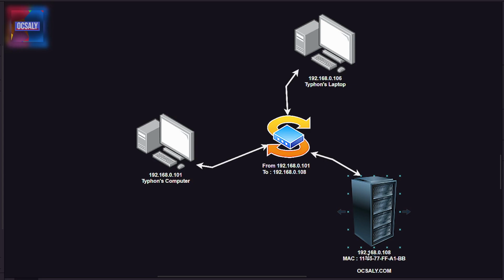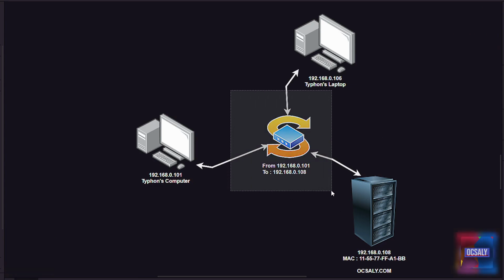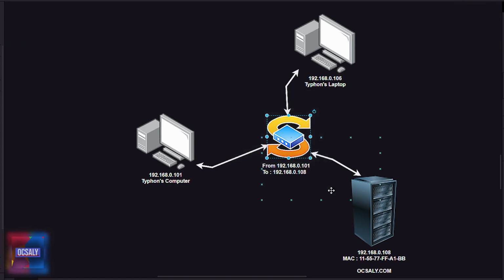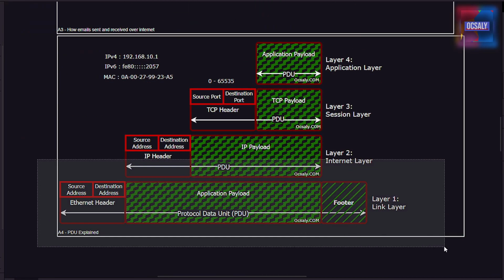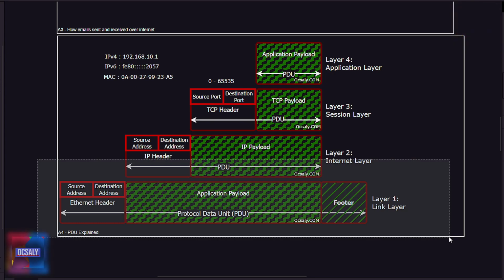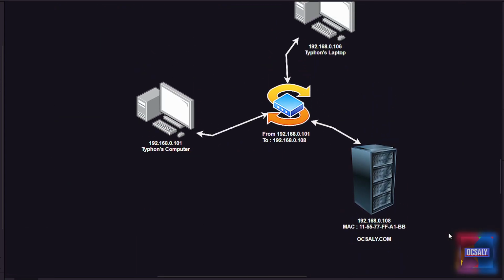oxley.com, the IP address 192.168.0.108. And the switch device, this is the switch device of ours, forwards Ethernet frames between all nodes on the network. The switch doesn't need an IP address because it operates only at the link layer. Actually, remember what the link layer is? This is layer 1. So the switch device doesn't need an IP address because it operates only at the link layer.